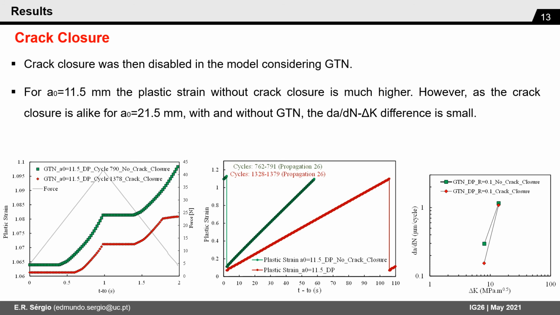However, as previously pointed out, as the protection induced by crack closure ceases, the accumulation of plastic strain is much faster. This results in significantly different DADN delta K points for 11.5 mm. For 21.5 mm, as the crack closure ends up ceasing due to strain wasting, the effect of crack closure is less important, and both points are almost overlapped.